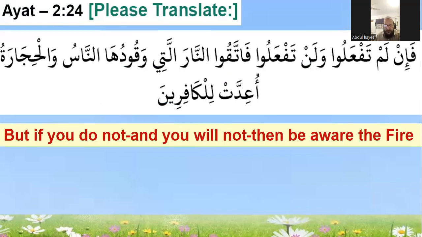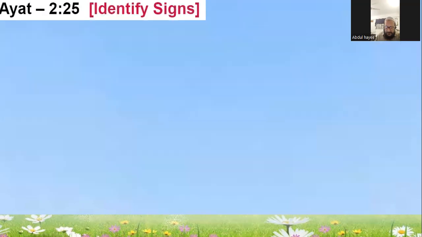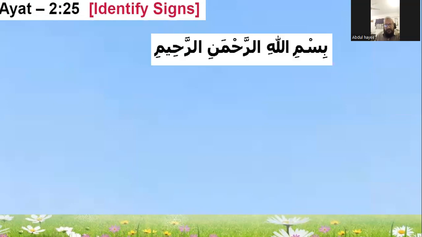So what is the translation? But if you do not, and you will not, then be aware of the fire, whose fuel is people and stones, prepared for the disbelievers. Good. The next is ayah number 25.